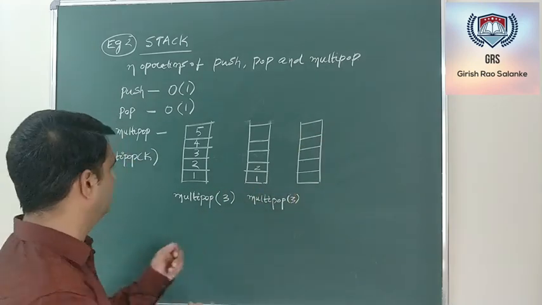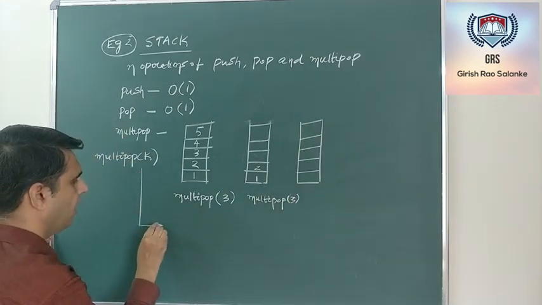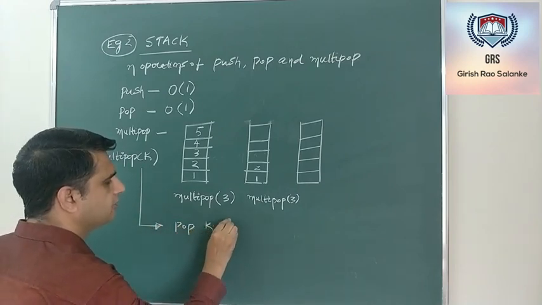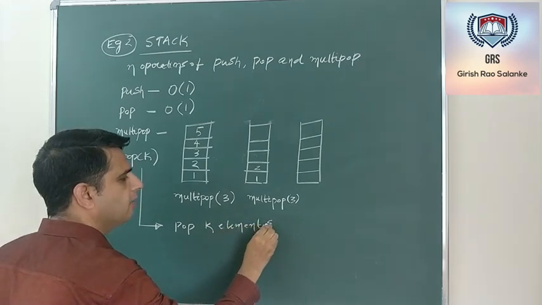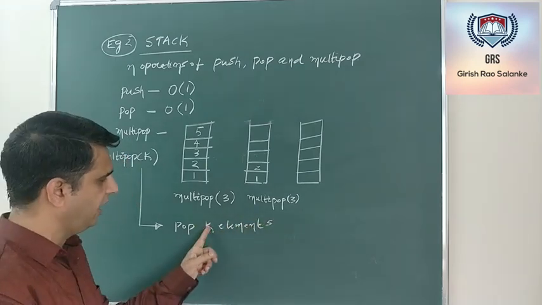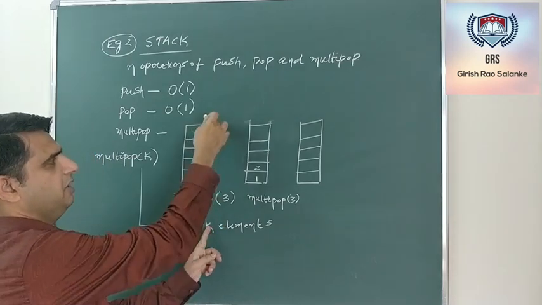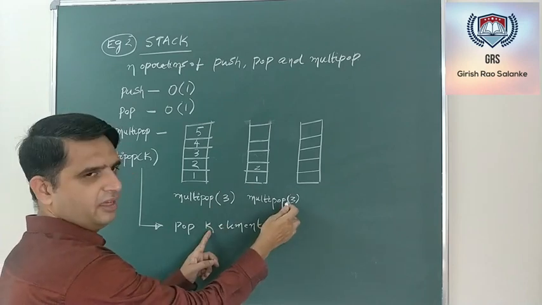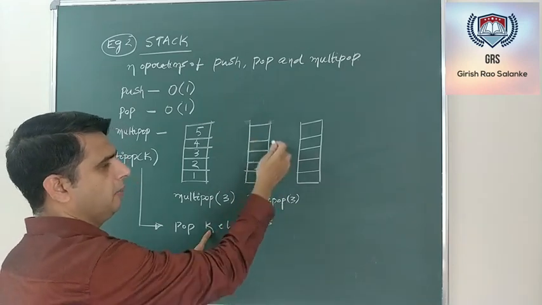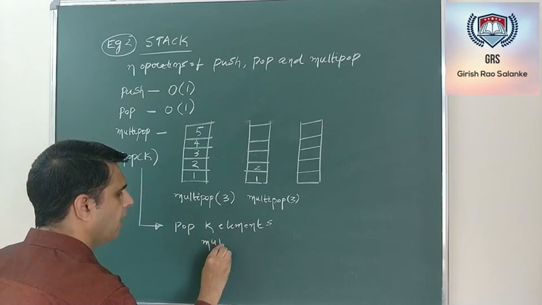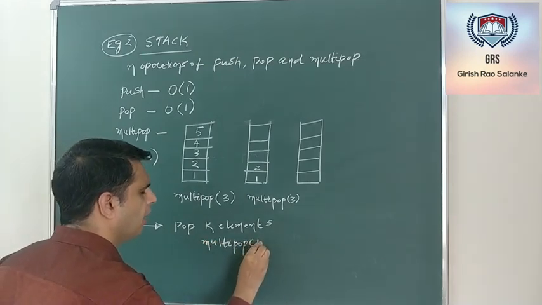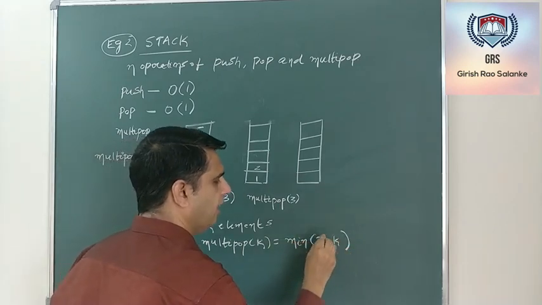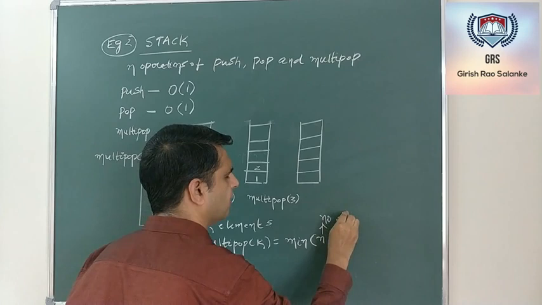Note that in multi-pop of k, my objective is to pop k elements. If the number of elements in the stack is greater than k, then it is fine, it pops out k elements. If k is greater when compared to the number of elements, multi-pop of k is nothing but the minimum of n and k, where n is the number of elements in the stack.